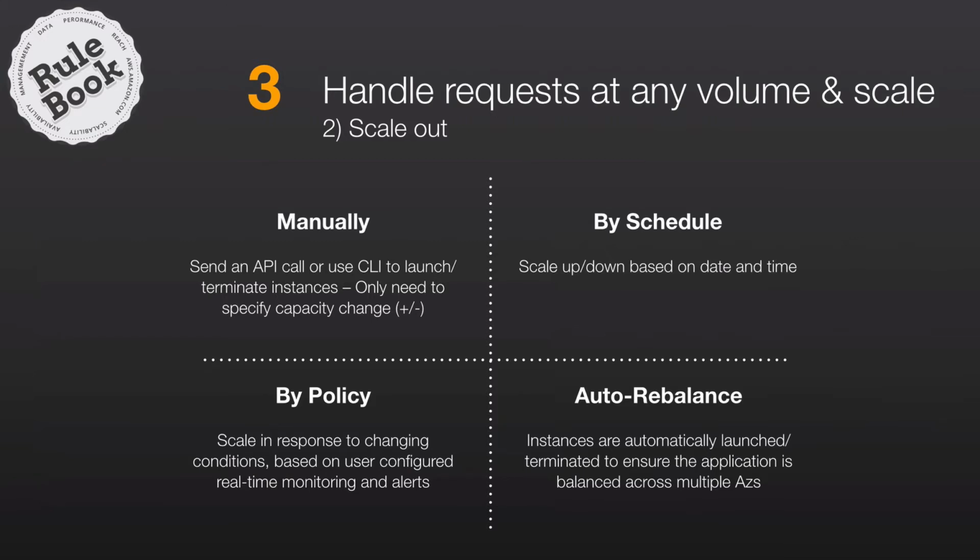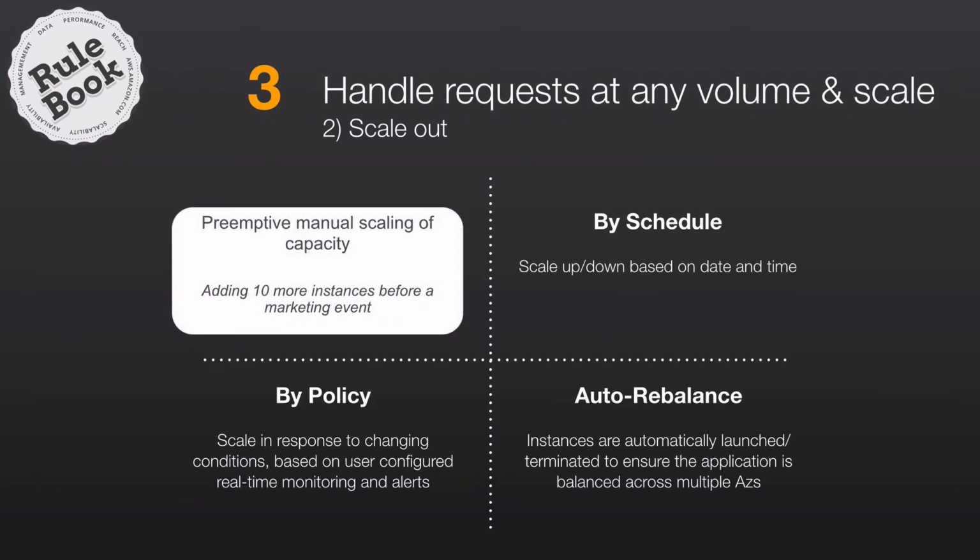So manual scaling, a good example of this will be preemptive manual scaling of capacity. Say, for example, you're about to do something that you think is going to drive significant incremental traffic to your website or application. Well, why don't you just add more instances before you do that? For example, adding 10 more instances before a mail shot or a real-world marketing event that you might be running, maybe a TV ad campaign, to help you deal with the additional traffic that's going to drive.